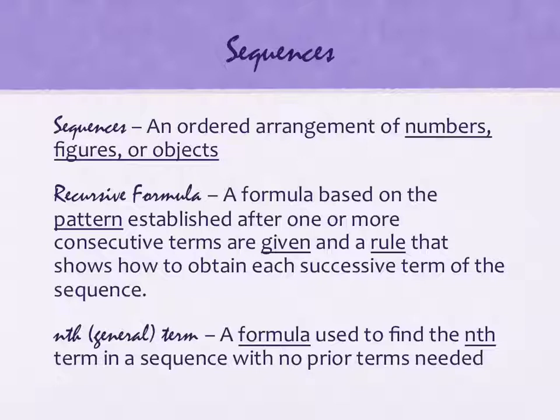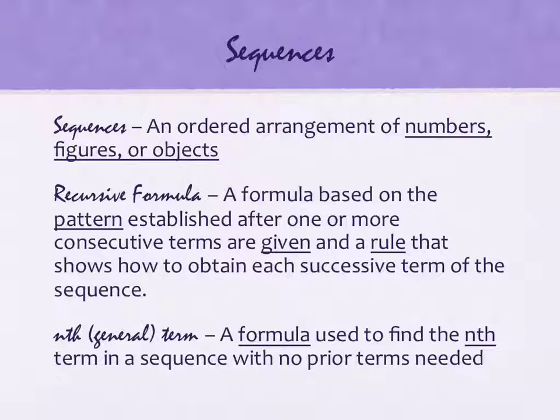So it looks something like this. If I had the numbers 2, 4, 6, 8, 10, that's a pattern, right? And the way I would get the next term is that I would add 2. So the recursive formula would be add 2. Okay, it tells you whatever your number is, the next term is found by adding 2. Okay, that's a recursive formula.